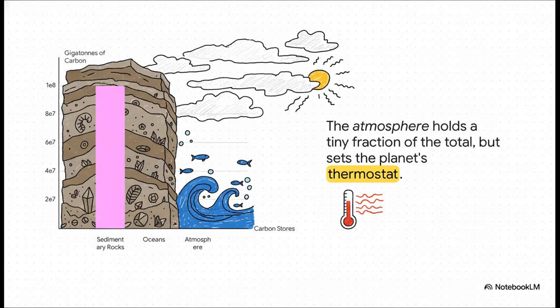The overwhelming majority of our planet's carbon, we're talking over 100 million gigatons, is locked away deep in sedimentary rocks. Now compare that to the oceans, and then look at that tiny little sliver for the atmosphere. It's just 880 gigatons. It's a tiny, tiny fraction of the total, but that one atmospheric bank account sets the thermostat for the whole planet.